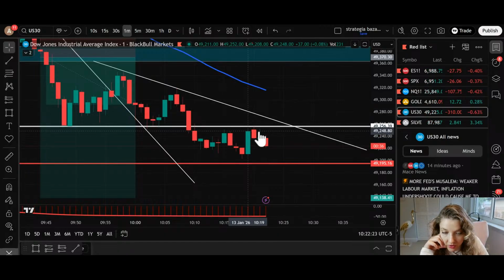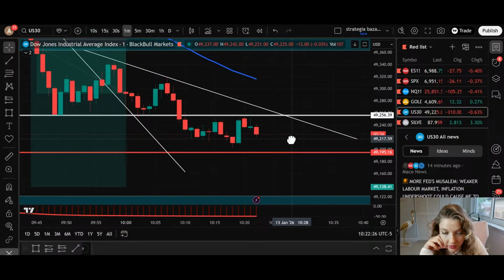Here we go. I have a rejection of the white line here. Should I go short?